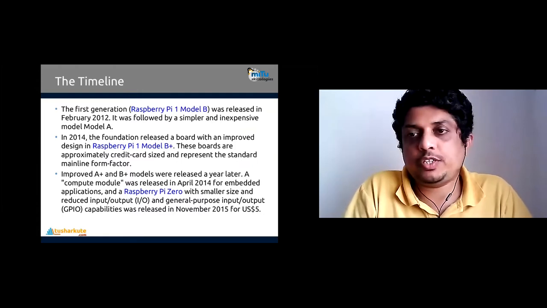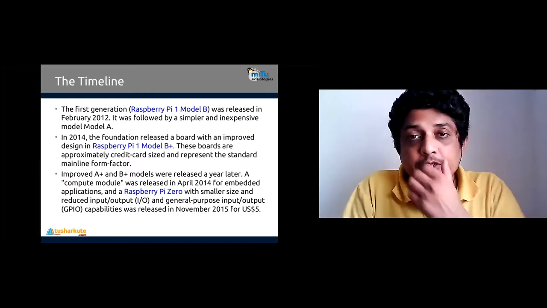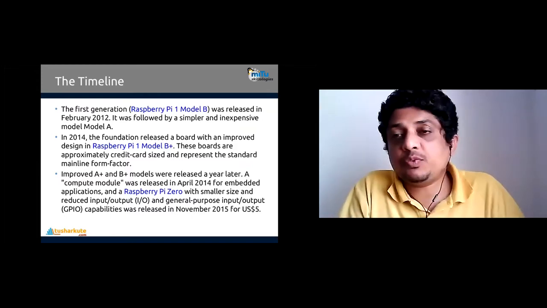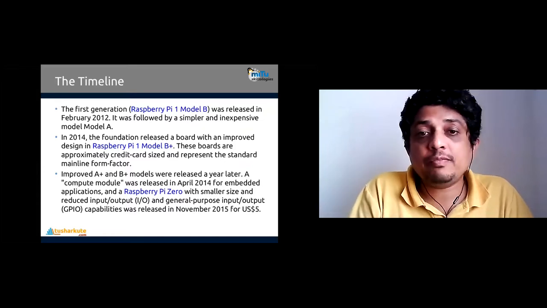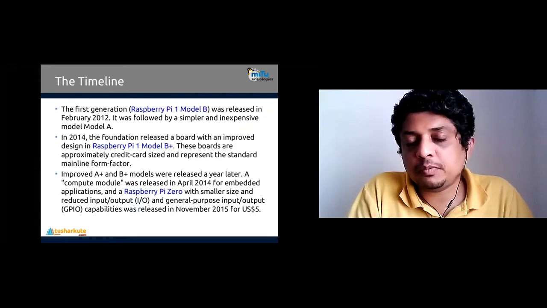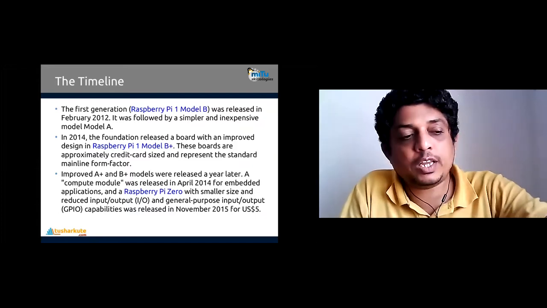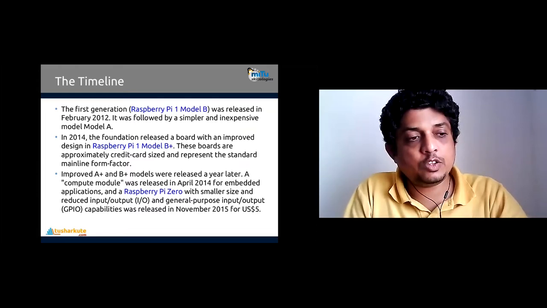Whatever I told, I have just summarized altogether. The first generation Raspberry Pi, that is Raspberry Pi 1 Model B, was released in 2012. And B plus in 2014, A was also there. See, all the models currently available are of type B, as I told already. Why B? Why not A?